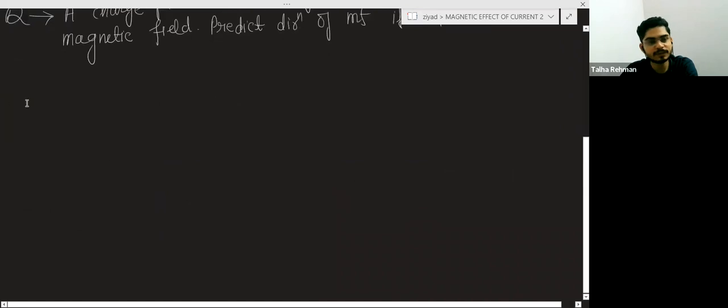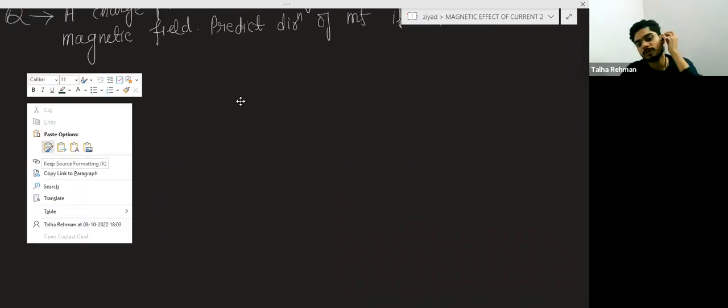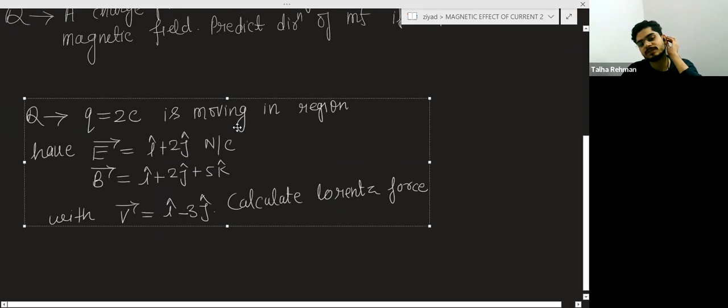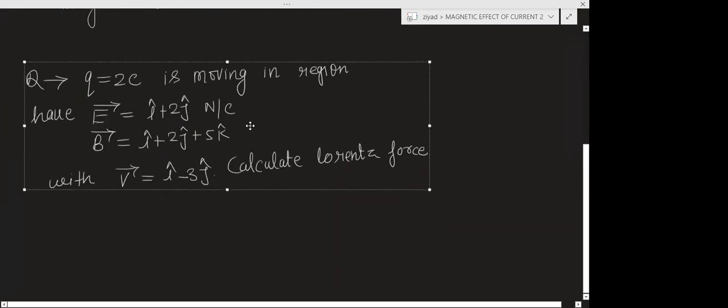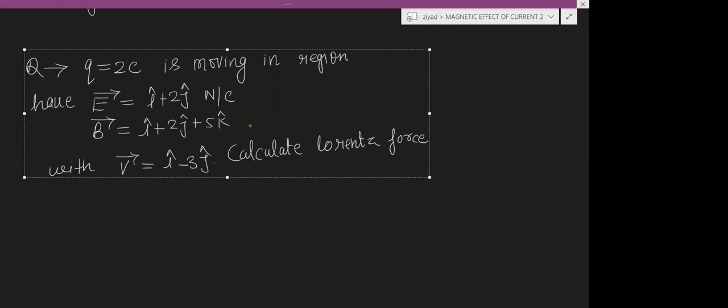Ziyad, are you able to calculate the cross product of two vectors? Cross product, sir? Cross product, there is a term, cross product.